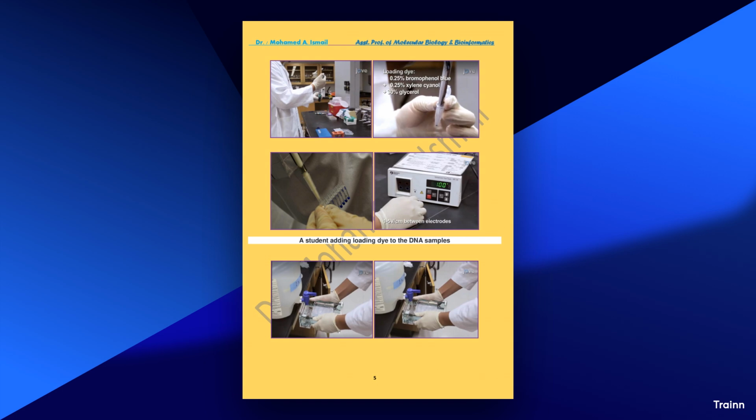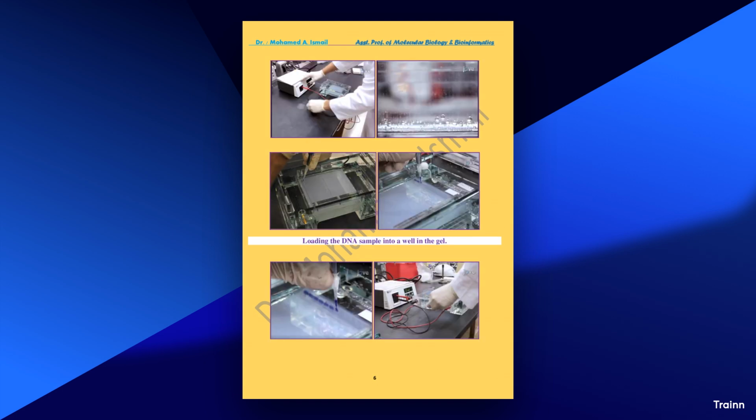B. Inconsistent controls. Conclusion. Understanding and addressing these potential errors in agarose gel electrophoresis of PCR products can significantly enhance the reliability and accuracy of molecular biology experiments.